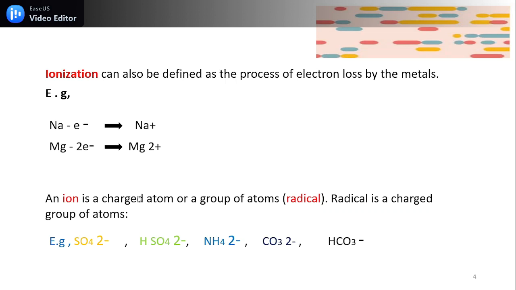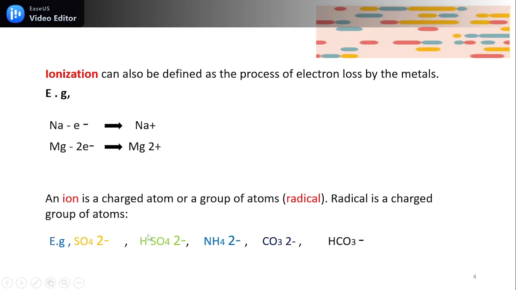But when they are not in groups, that's when they are known as radicals. A radical is a charged group of atoms. An example, we have this. Can you see? This is slightly different from this, because SO4, sodium hydrogen sulfate, we have hydrogen sulfate, we have NH4, we have the ammonium.